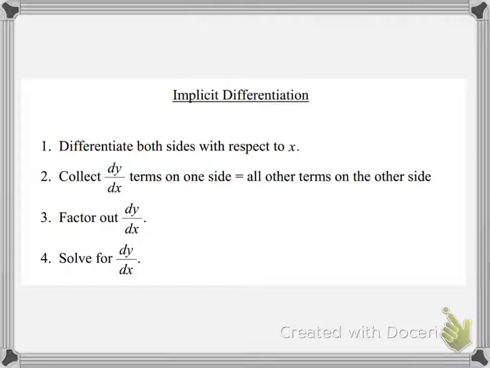Implicit differentiation requires for us to do 4 steps. First step, differentiate both sides with respect to x. Second step, you're going to put all of your dy dx terms on one side of the equal sign and all the other terms on the other side. Step 3, factor out dy dx. And step 4, solve for dy dx.